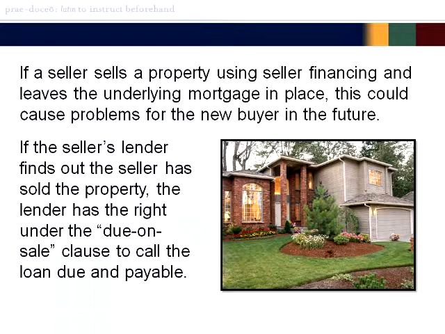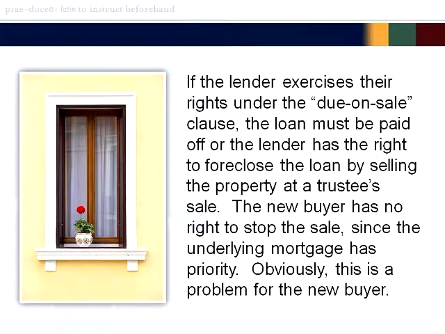If the seller's lender finds out the seller has sold the property, the lender has the right under the due on sale clause to call the loan due and payable. If the lender exercises their rights under the due on sale clause, the loan must be paid off, or the lender has the right to foreclose the loan by selling the property at a trustee's sale. The new buyer has no right to stop the sale, since the underlying mortgage has priority. Obviously, this is a problem for the new buyer.